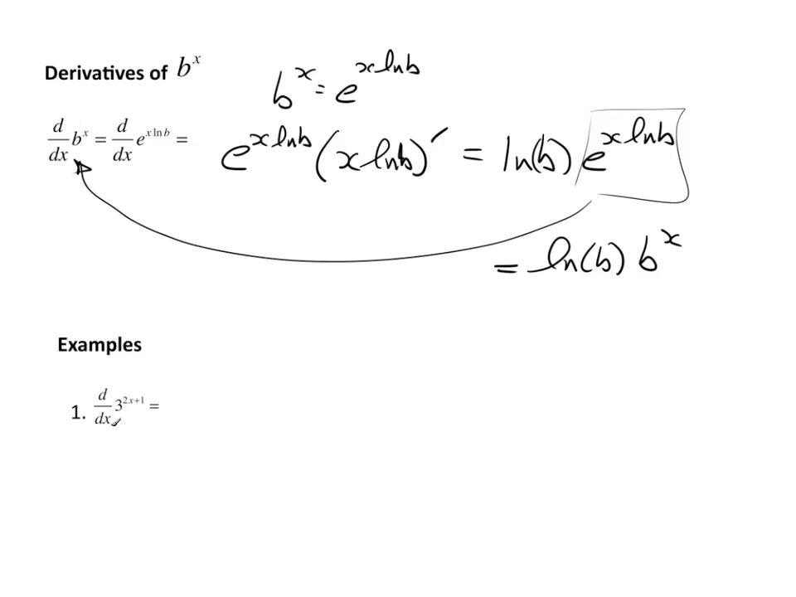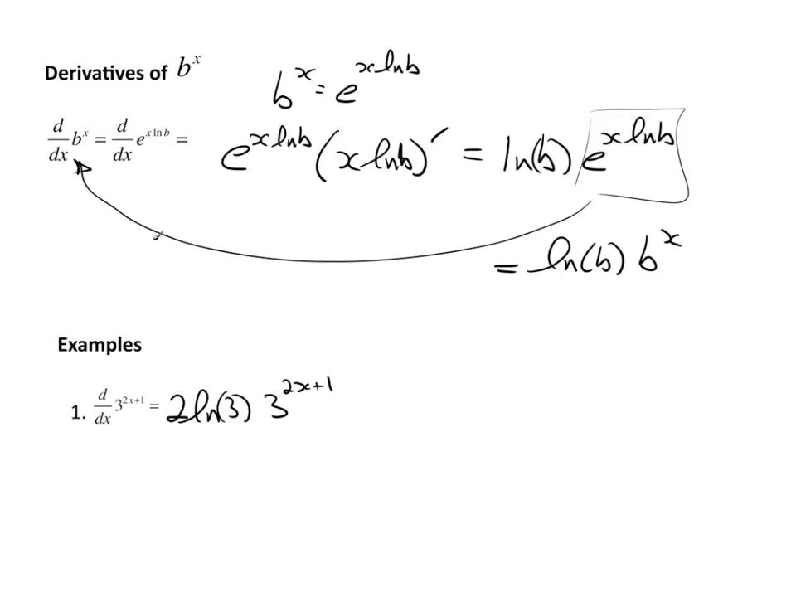So let's take a look at a couple of examples here. Based on this, I know the solution right away is going to be the log of the base. So that's going to be ln of 3 times 3 to the 2x plus 1. But I forgot I need to take the derivative of this piece right here. I can't lose track of that. So when I take the derivative of this, I'm going to have a 2 out here. So there's my solution.